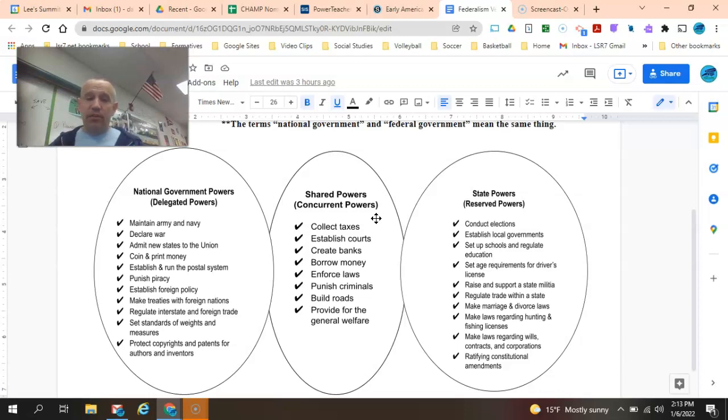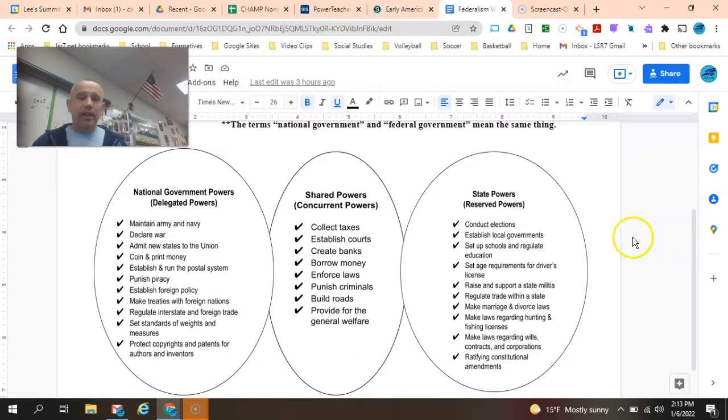Punishing criminals, that's part of the court system. Building roads, we have state-funded highways and federally funded highways as well. And then just providing for the general welfare of the people. That's done at the local level, the state level, and the federal level. So on your assignment, when it asks you to locate a certain power, just take a look at the Venn diagram and see if it's a delegated or federal government power, reserved or state power, or a concurrent or shared power.